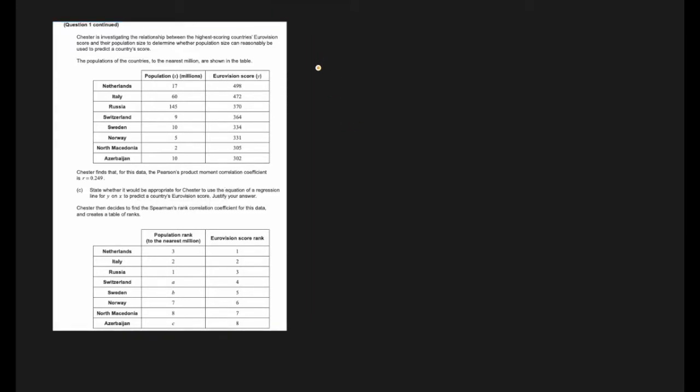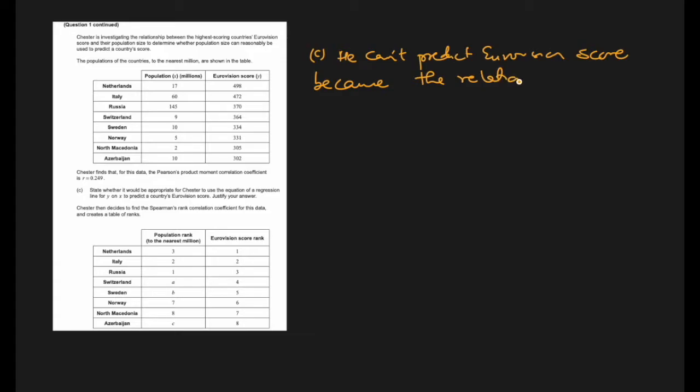Okay, so we can say that no. They're saying, use the equation. Okay, no, he can't predict the Eurovision score because the relationship is weak. You can write very weak. 0.2 means it's very weak, so we can't do it.